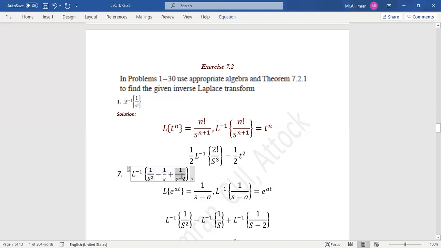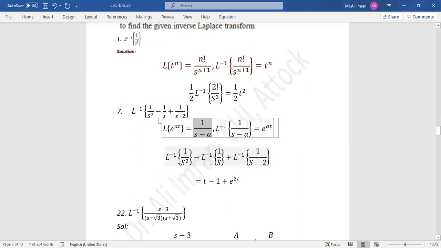For the third term, we will use the formula: Laplace transform of e power at is equal to 1 by s minus a. If we take the inverse of the right hand side, we get e power at. Here a is equal to 2. So the inverse Laplace transform of 1 by s^2 minus the inverse Laplace transform of 1 by s plus the inverse Laplace transform of 1 divided by s minus 2 is equal to t, minus 1, plus e power 2t.